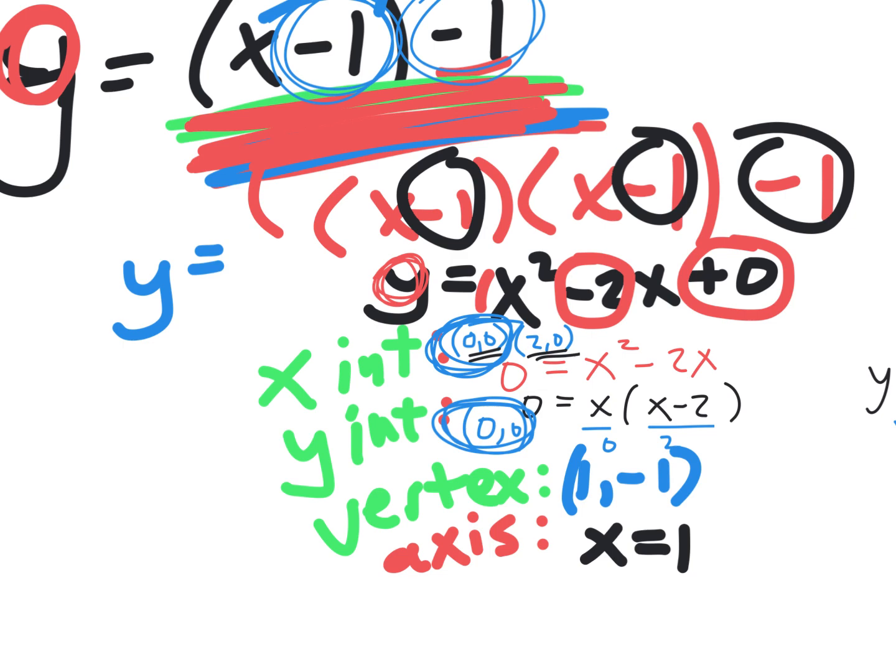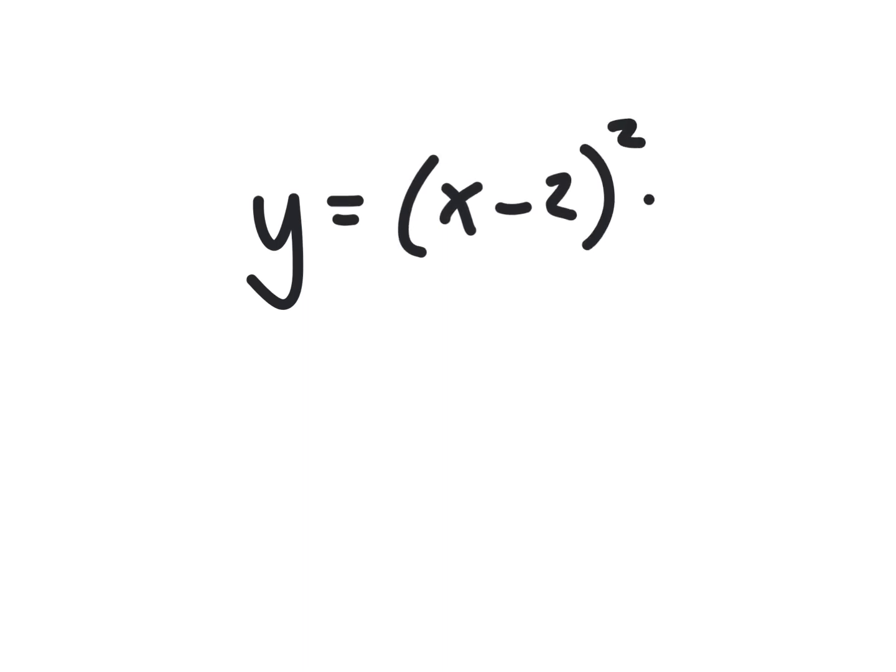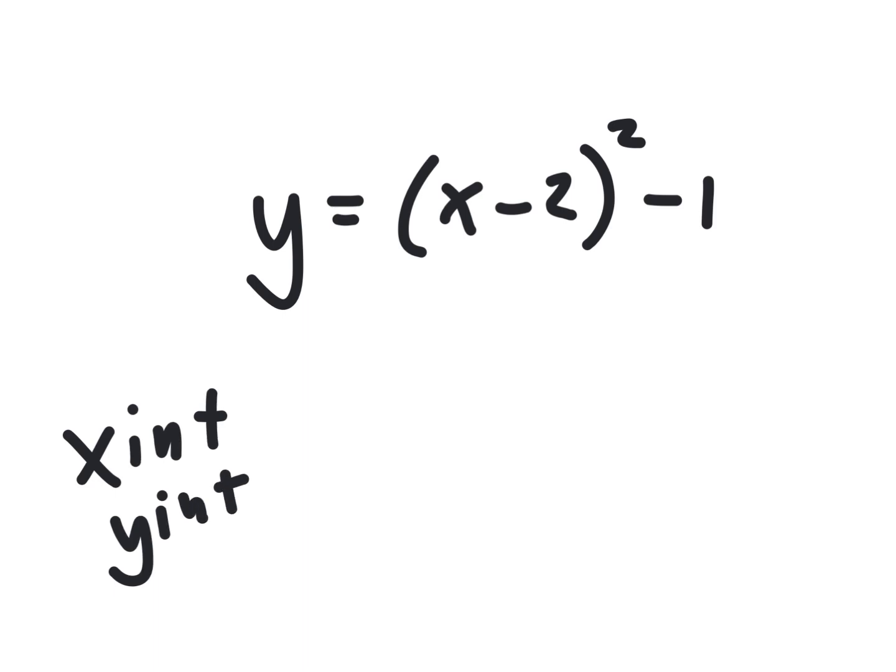All right. So we're going to do that again because that's the whole thing for today. And now you saw me do it. You should have learned how to do it from that. And so here we go. Here's another equation in vertex form. Y equals x minus 2, quantity squared, minus 1. Would you please figure out the x-intercept, the y-intercept, the vertex, and the axis of symmetry?